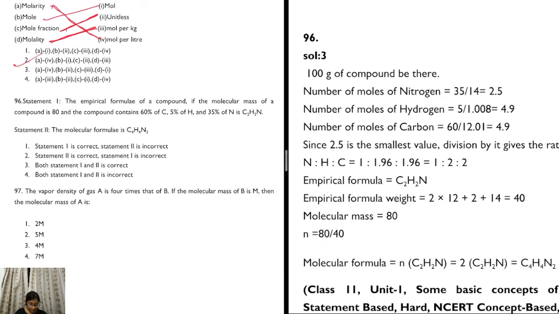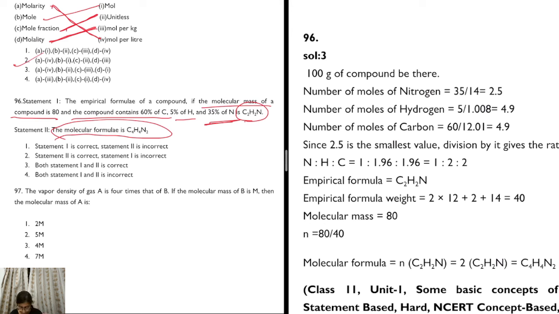Statement 1 is the empirical formula of a compound. If the molecular mass of a compound is 80, and the compound contains 60% carbon, 5% hydrogen, 35% of nitrogen, the empirical formula is given to be this. Statement 2 says the molecular formula is C4H4N2.